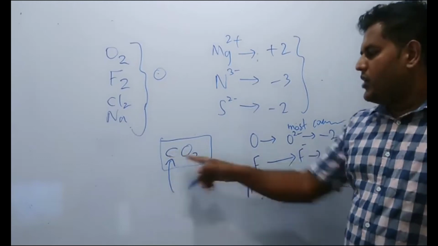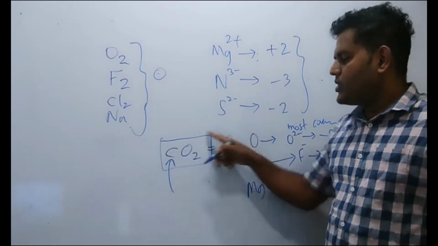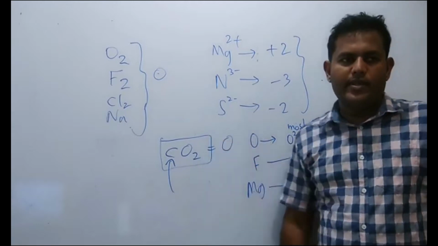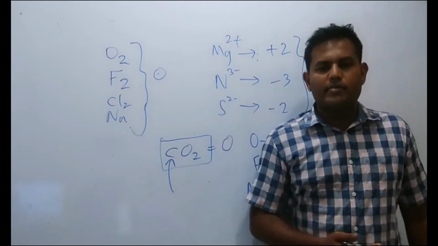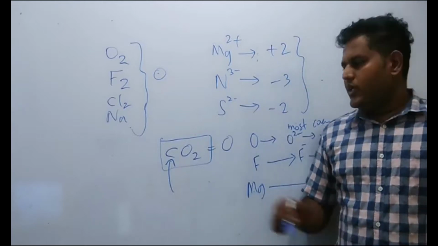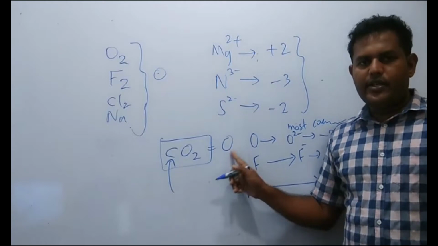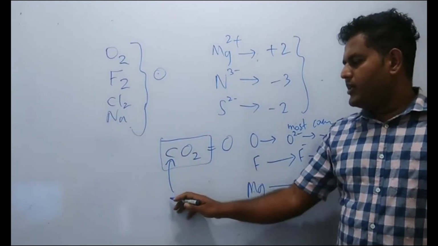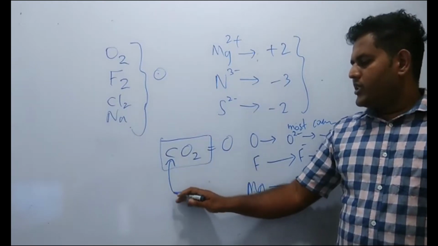The addition of the oxidation states should be equal to 0 because the overall charge is 0. The addition of all the oxidation numbers should be equal to the overall charge. So here the overall charge is 0, right? So then just get the oxidation number of carbon. We want to find the oxidation number of carbon.